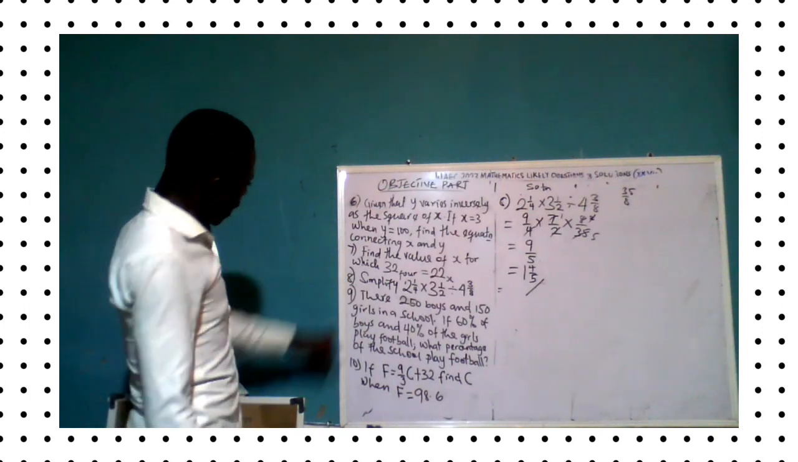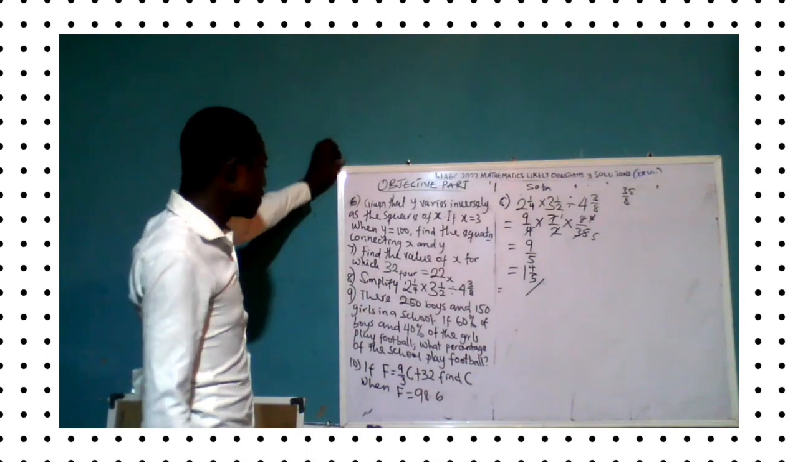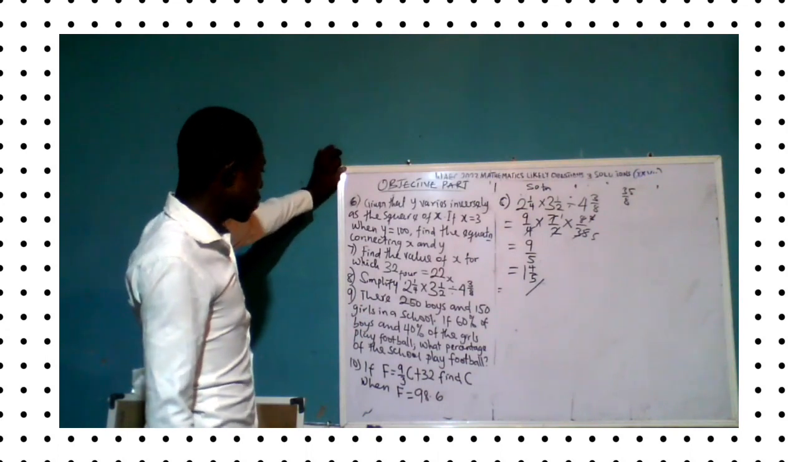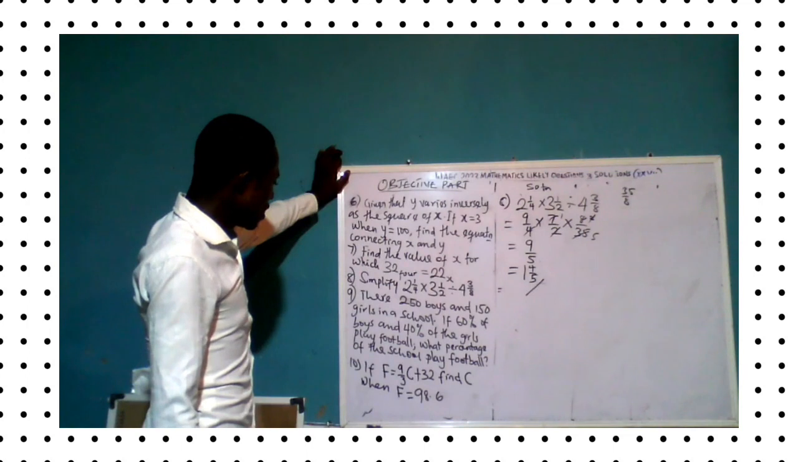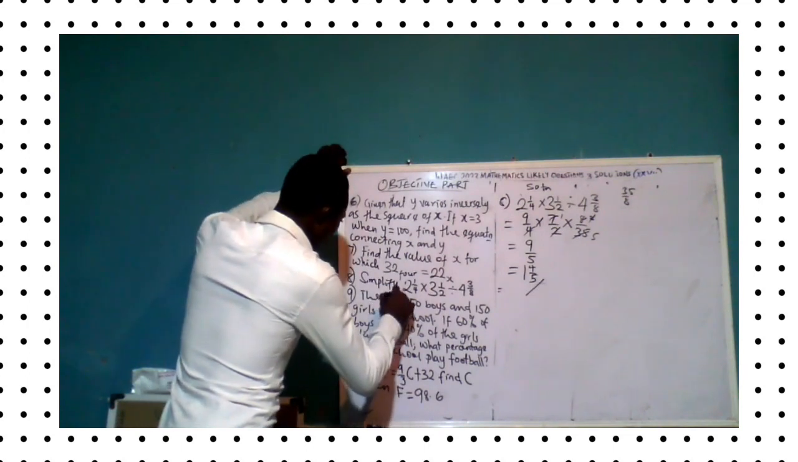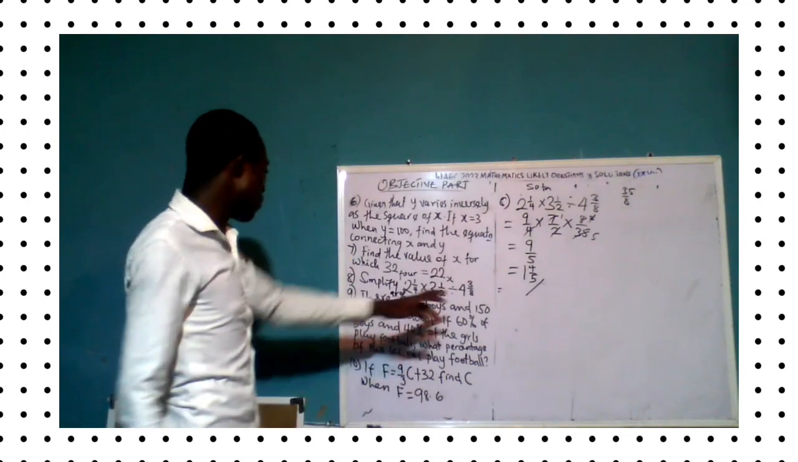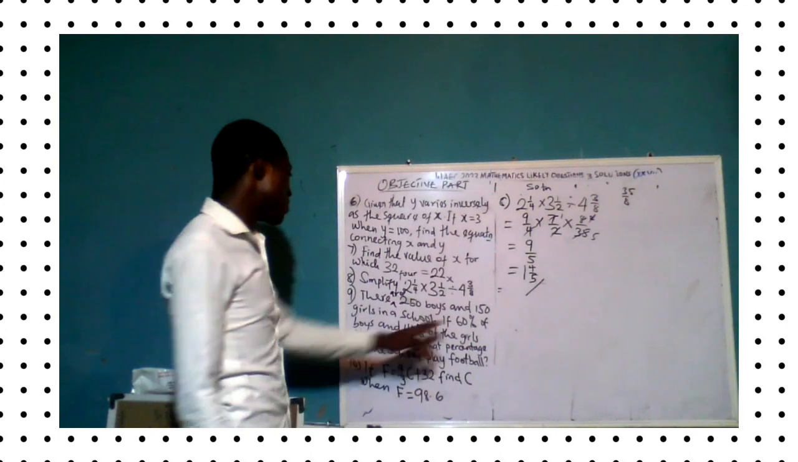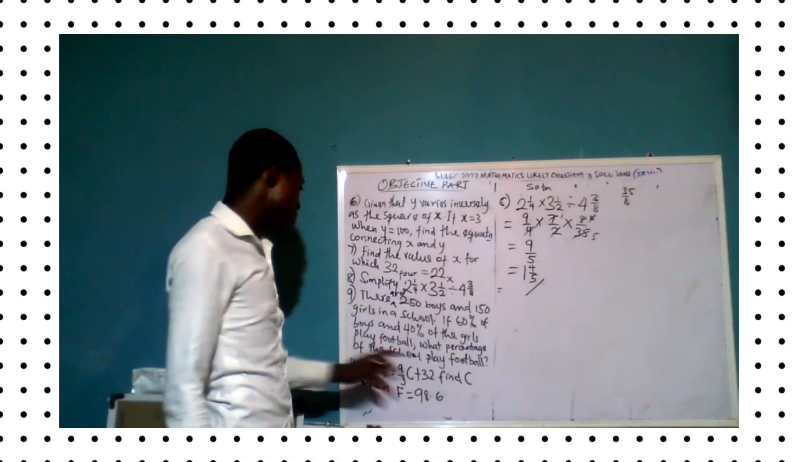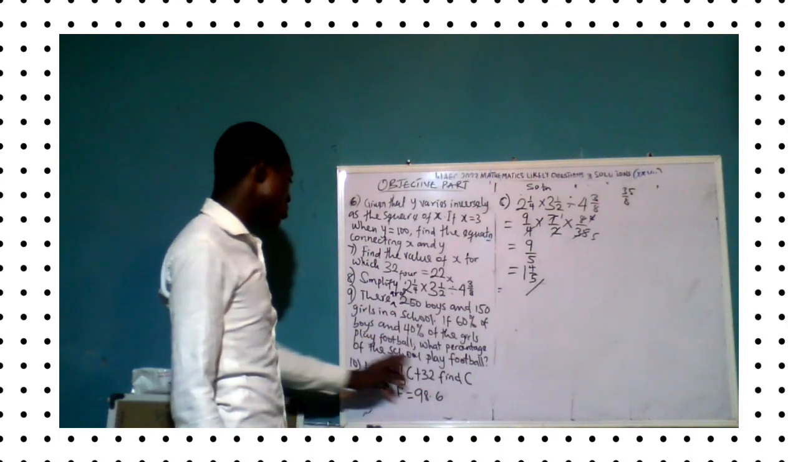Okay, yeah, the next question is question number 9. And in question number 9, we are told that there are 250 boys and 150 girls in a school. If 60% of boys and 40% of girls play football, what percentage of the school play football?